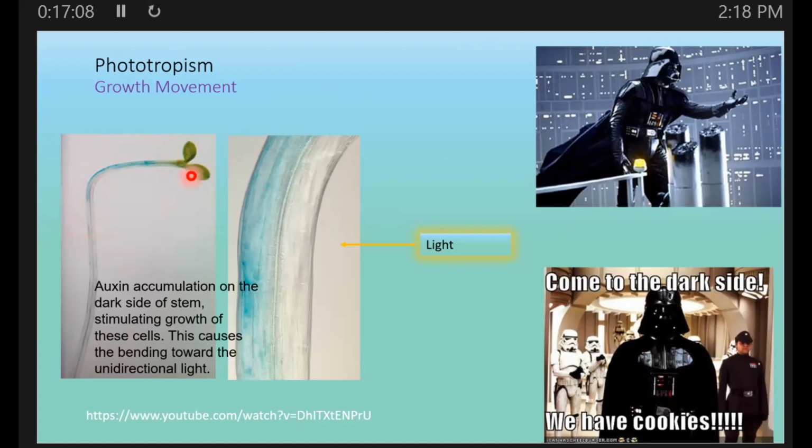So again, it makes sense if you think about it for a second, because those leaves want to get 90 degrees to the light coming through the window, right? And so it makes sense that they'll present their leaves as close to 90 degrees as they can.